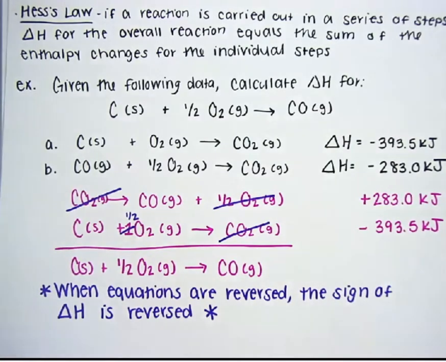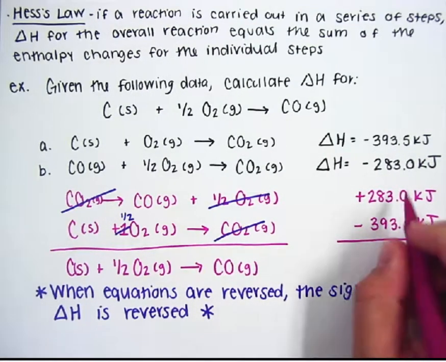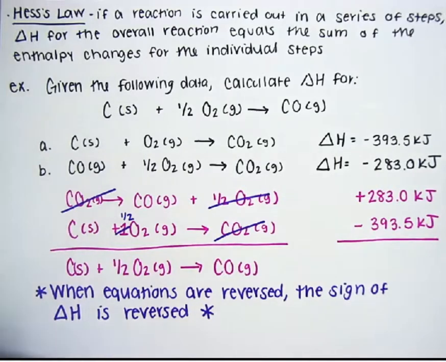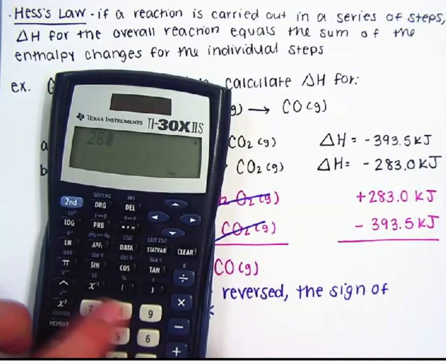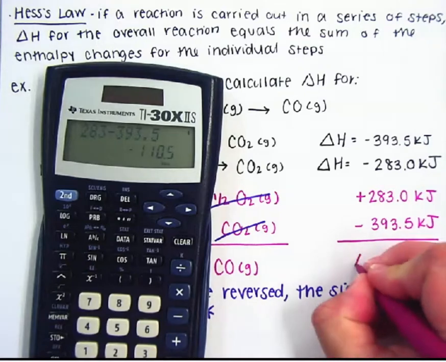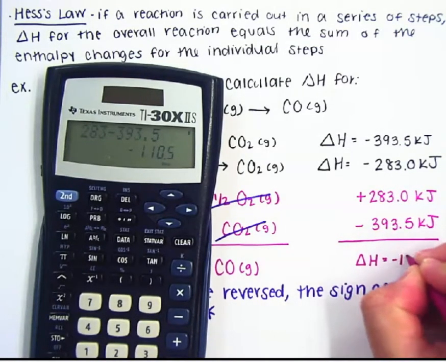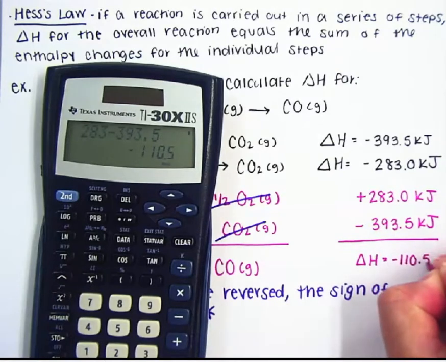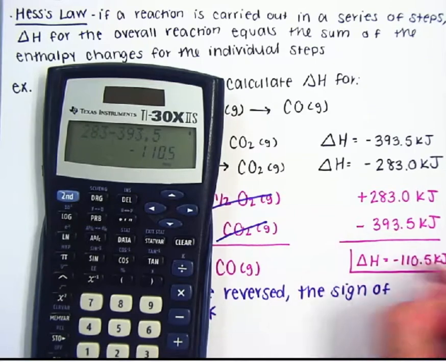So we want to calculate delta H for the overall reaction. Well, Hess's law says we could just add these two together. 283 minus 393.5. Delta H is equal to a negative 110.5 kilojoules. Final answer.